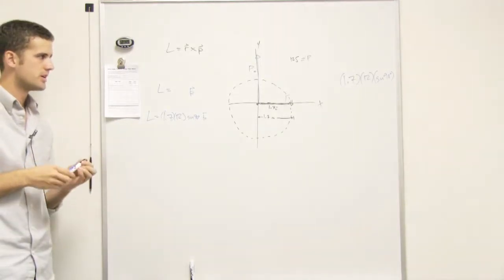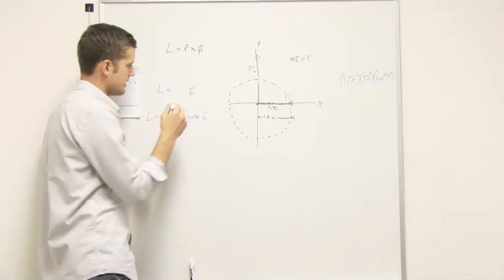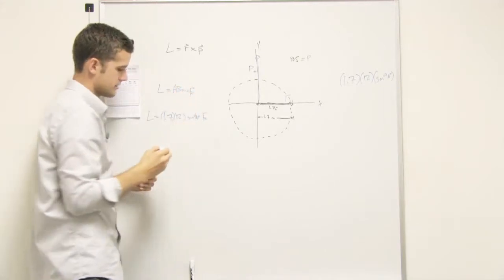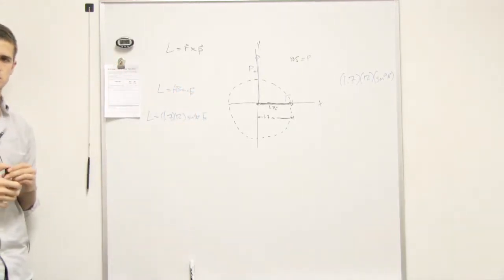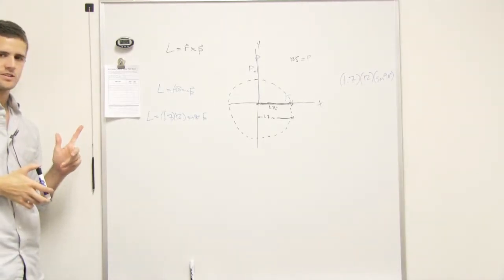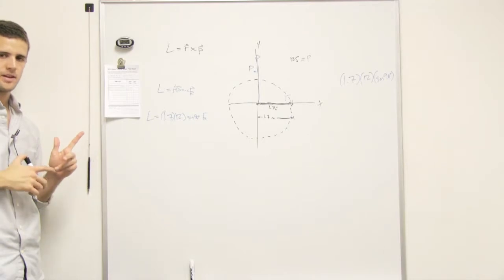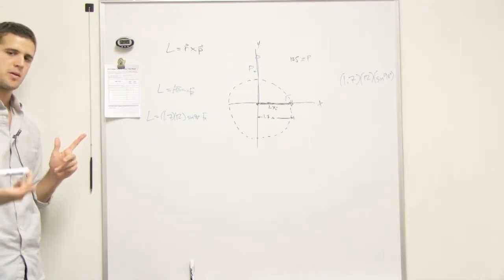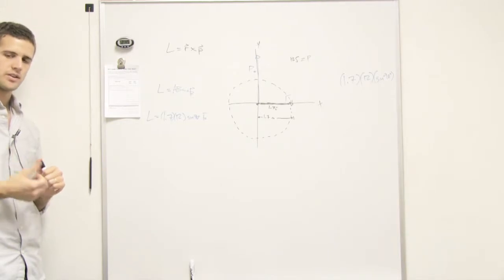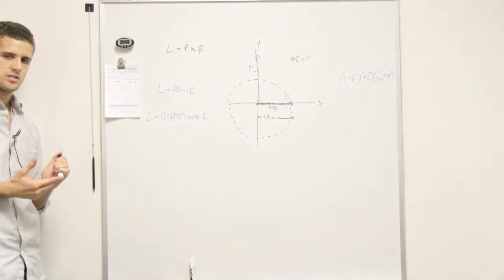If you do A times B times the sine of alpha, so if you take the lengths of both vectors, you multiply them together, and you multiply by the angle between them, that tells you how long your last vector is. Okay?